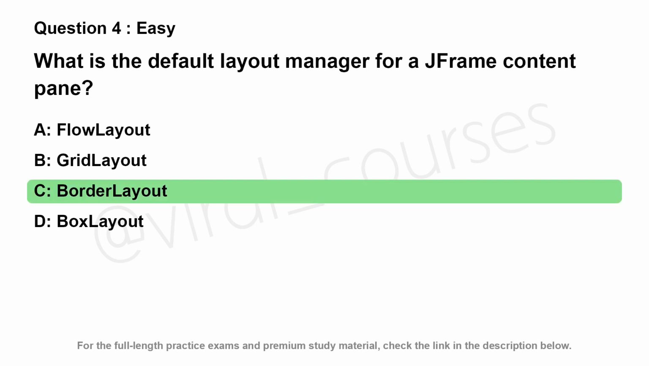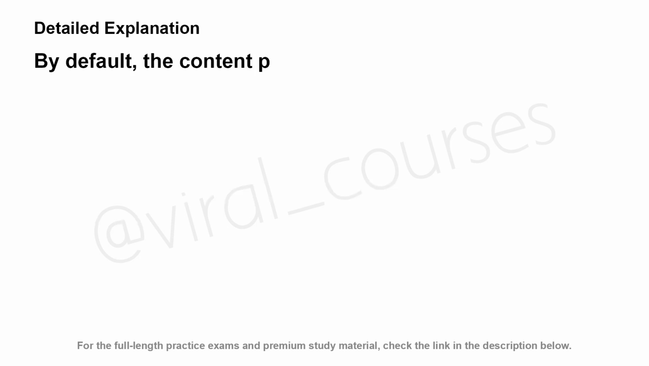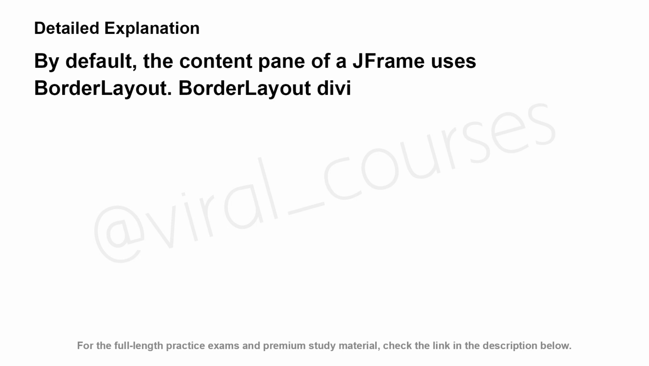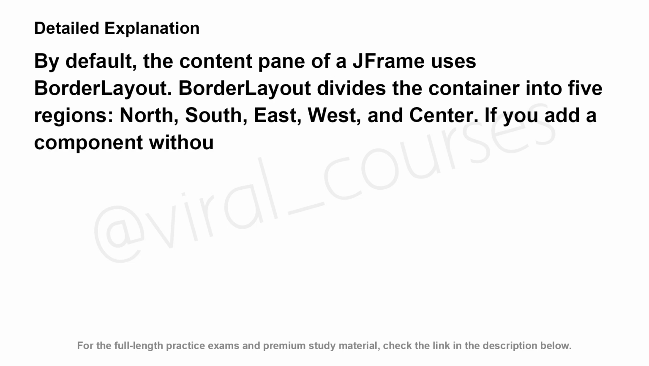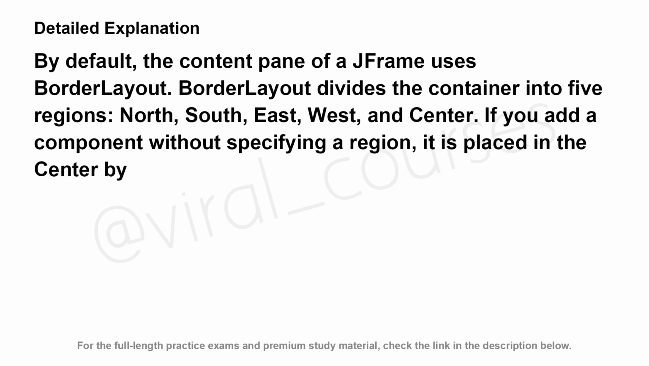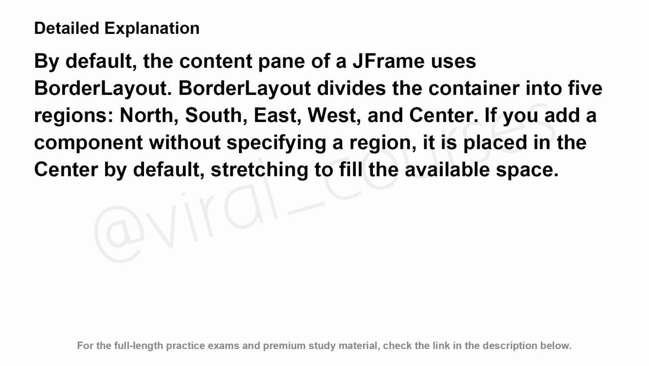The correct answer is C. By default, the content pane of a JFrame uses BorderLayout. BorderLayout divides the container into 5 regions: North, South, East, West, and Center. If you add a component without specifying a region, it is placed in the center by default, stretching to fill the available space.